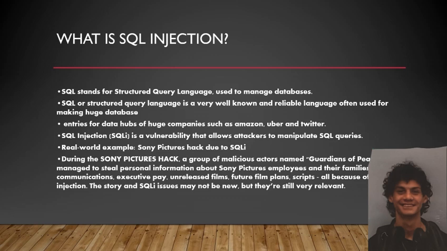SQL is renowned all over the world as a very well known and reliable language, which is often used for making huge databases. But SQL injection is the one vulnerability in this huge database structure that can lead to the databases of huge companies such as Amazon, Uber, and Twitter, and Sony Pictures, as I said earlier, getting hacked and being compromised. Let's go further.